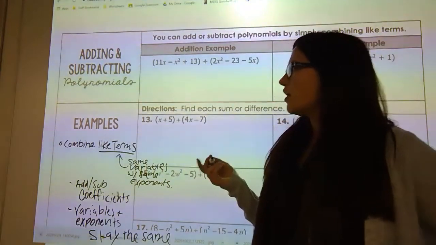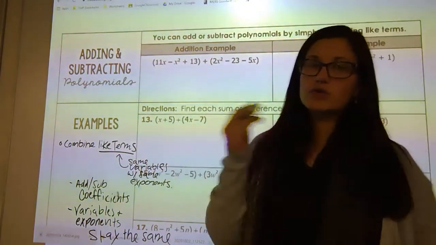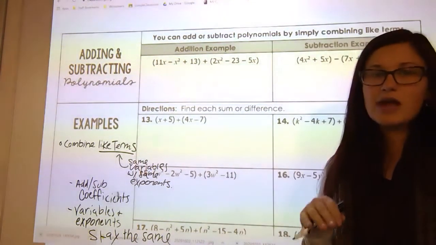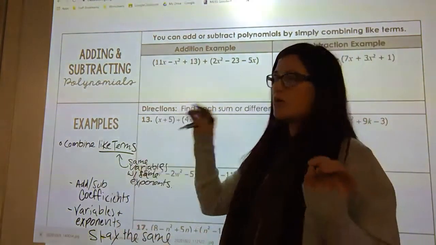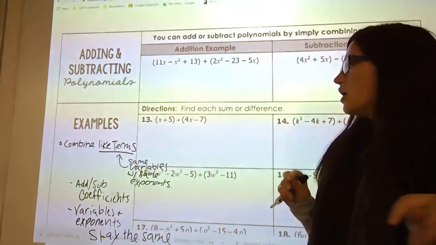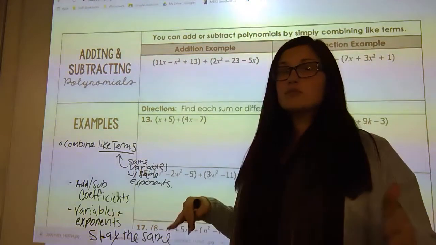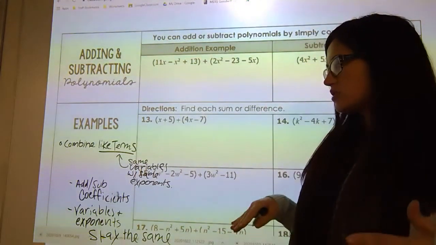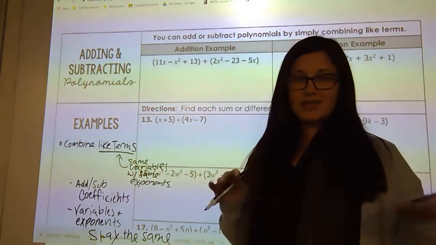So whenever we are adding and subtracting polynomials, all we're doing is combining like terms. As a reminder, like terms have the same variable raised to the same exponent. How do you actually combine like terms? You add or subtract the coefficients while the variable and exponents stay the same.